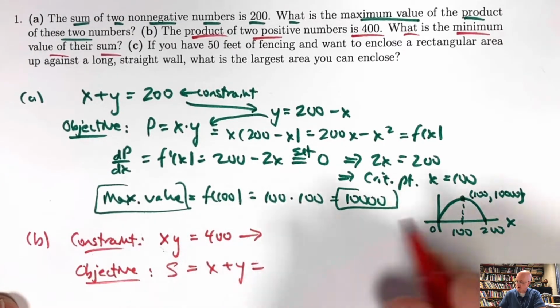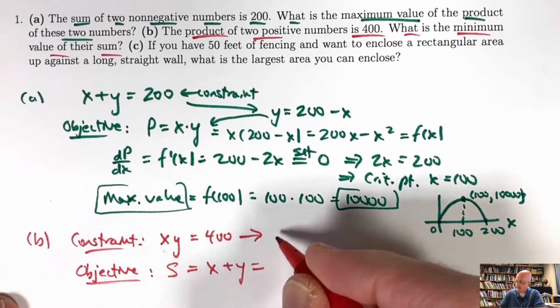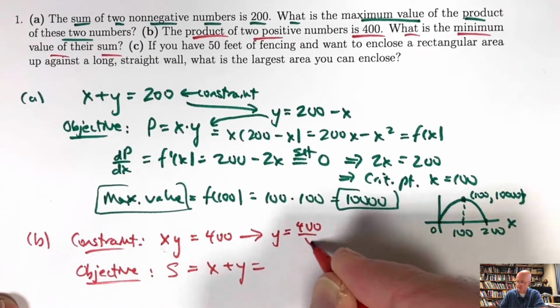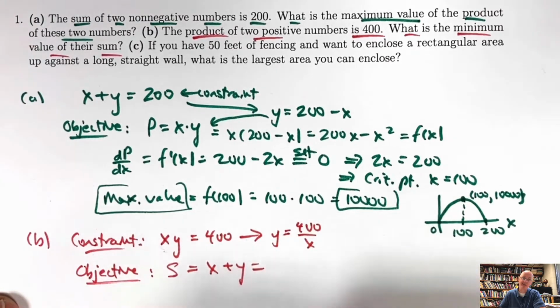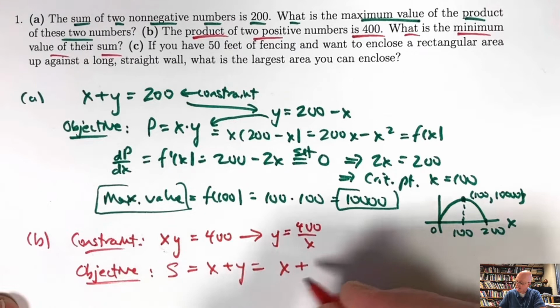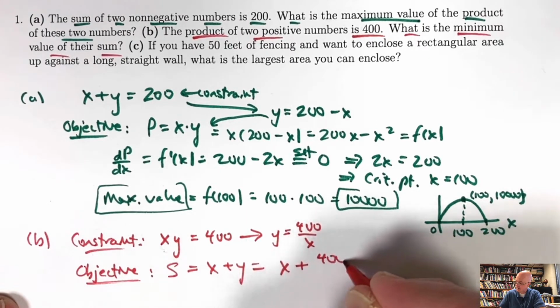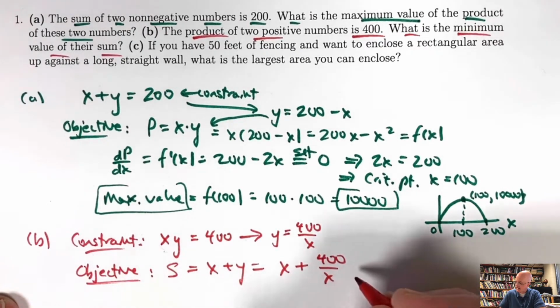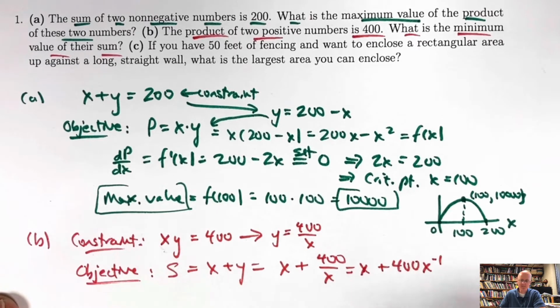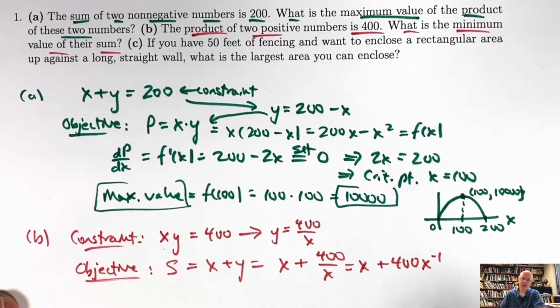Once again, solve the constraint equation for one variable in terms of the other. Again, I'll solve for y in terms of x, but I certainly could solve for x in terms of y and think of the objective function as a function of y instead. Doing so gives a sum of x plus 400 over x. That's the same for the purposes of taking the derivative as x plus 400 times x to the minus 1. And again, you could solve this without calculus. You could certainly use technology to estimate the answer, but we want to get some practice with calculus.